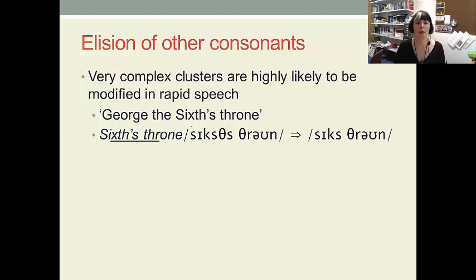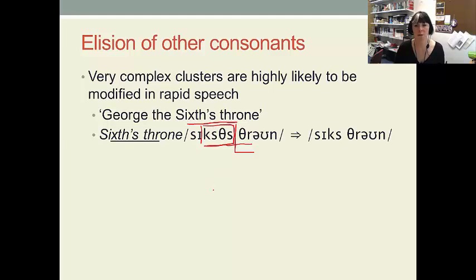Here's an example, and I'm looking at this group here. George the Sixth's throne. It's actually very, very difficult to say this. I need the consonants at the beginning of this word because consonants that occur at the beginnings of words are very important for lexical retrieval, so I can't lose any of these here, but I've got this big group of 4 consonants here.